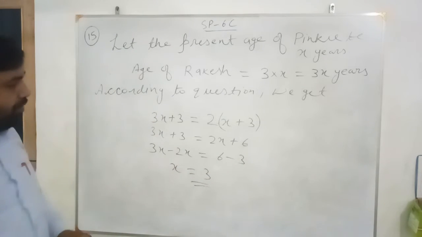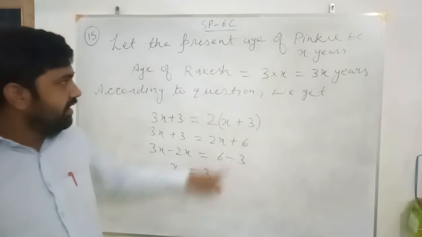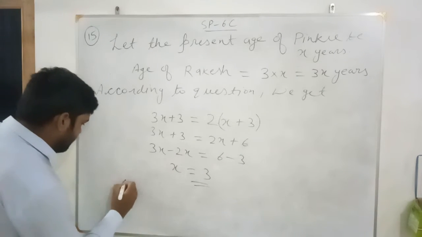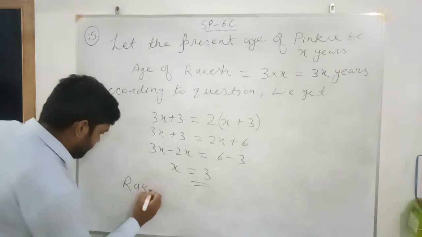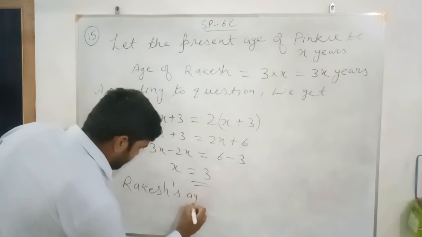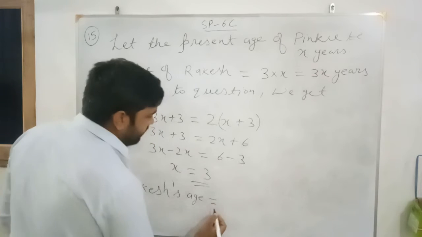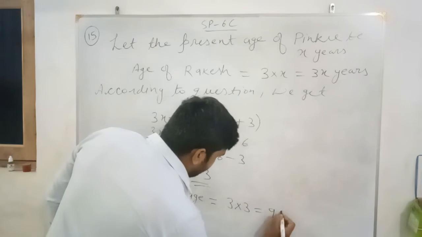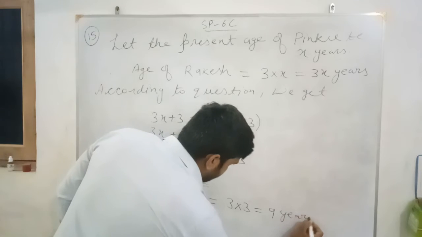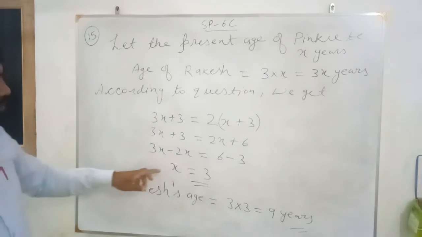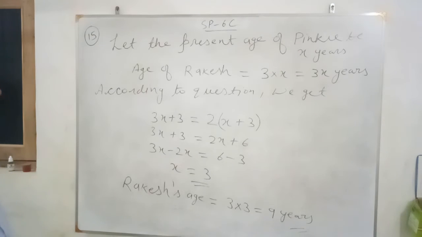So the age of Pinku is what? 3 years. We got the age of Pinku as 3 years. Therefore Rakesh's age is equal to 3x, that is 3 into 3, 9 years. So Rakesh's age is 9 years and Pinku's age is 3 years. Like this we got the answer.